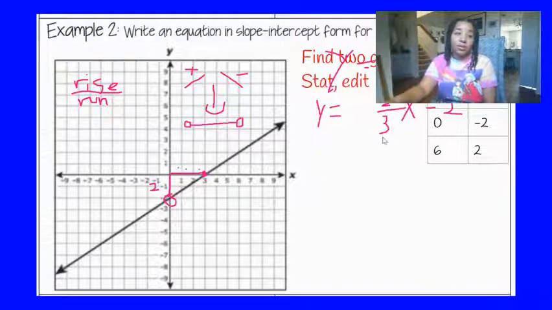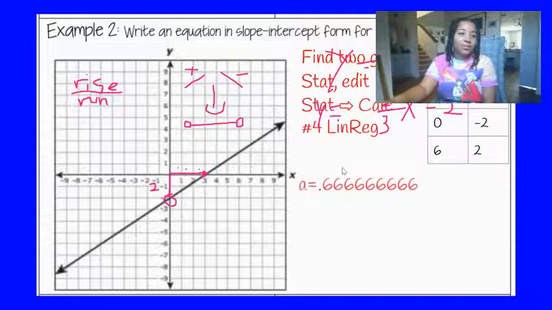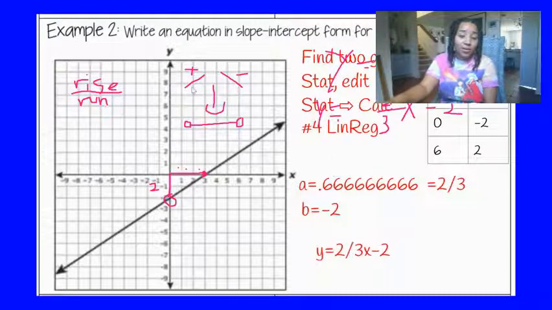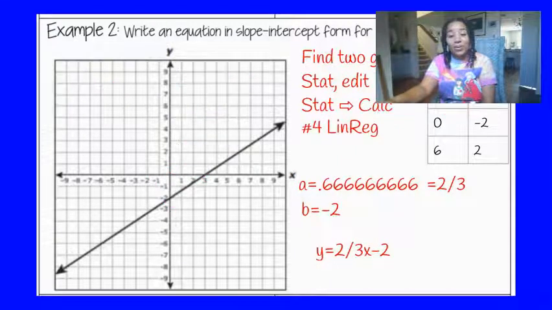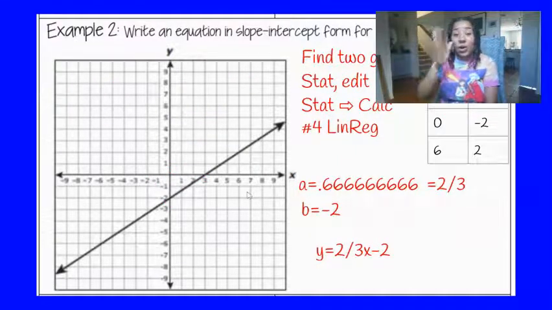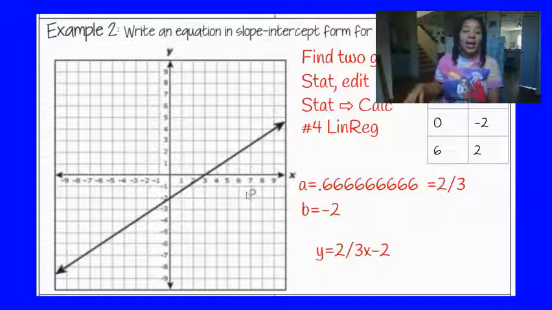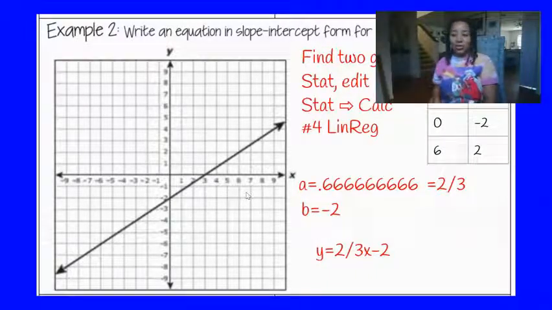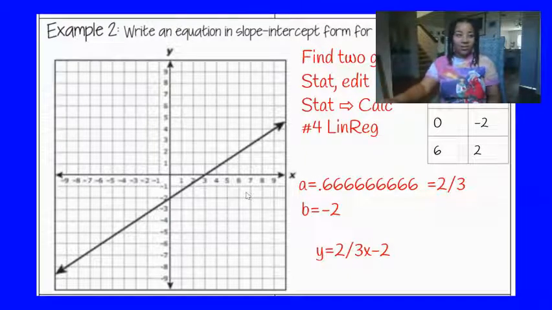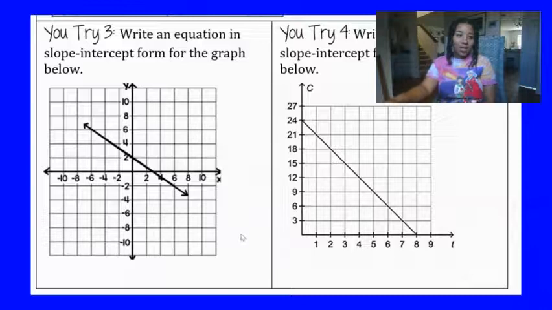And you can put it in stat edit too. But I think it's easier with the graph. Sometimes the calculator isn't always the best choice. If that's your only choice, it's the best choice. But it's very good to be able to figure out things using multiple strategies. Problem solving. I think using the graph is the best.